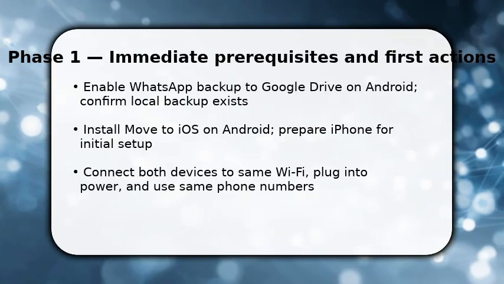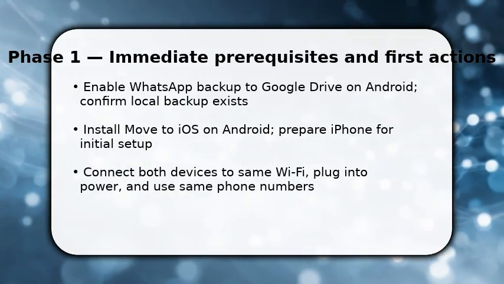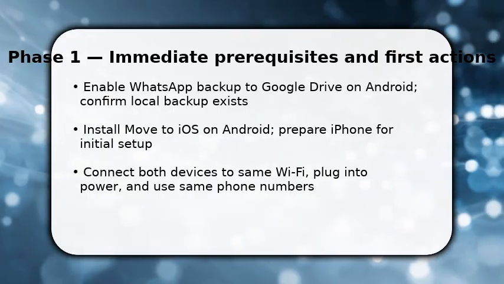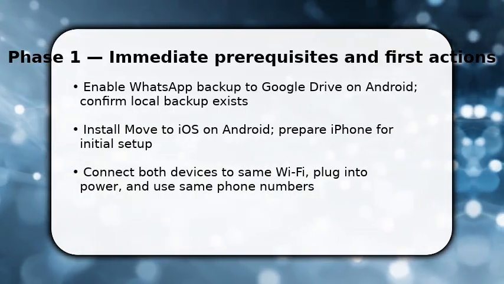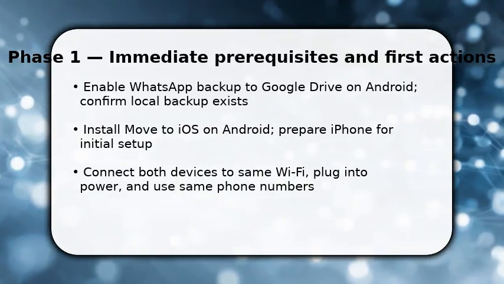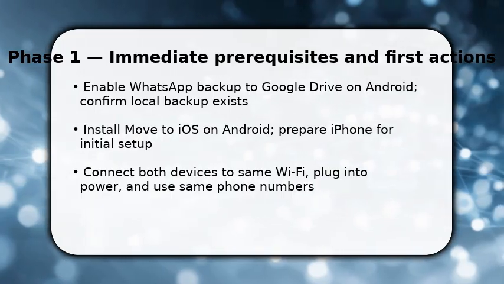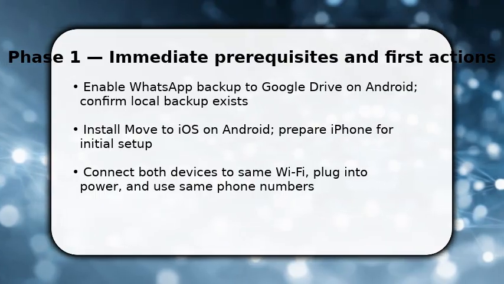Enjoy the video. You start by creating a complete local WhatsApp backup on Android. Because Google Drive copies won't read on iPhone, you need the local file. Once done, open Move to iOS on Android and begin iPhone initial setup until you reach Apps and Data. Make sure both devices share Wi-Fi and remain plugged in.